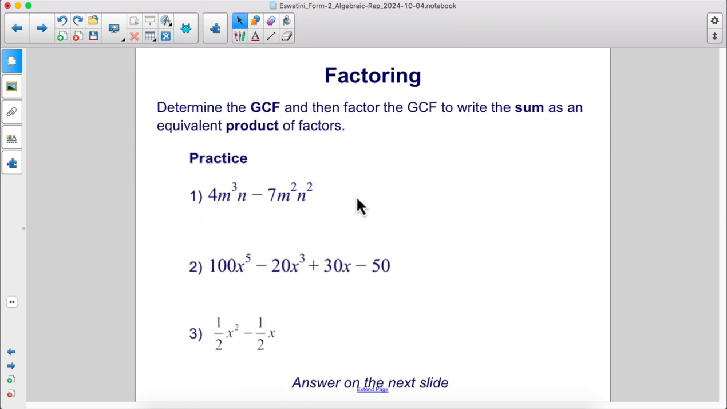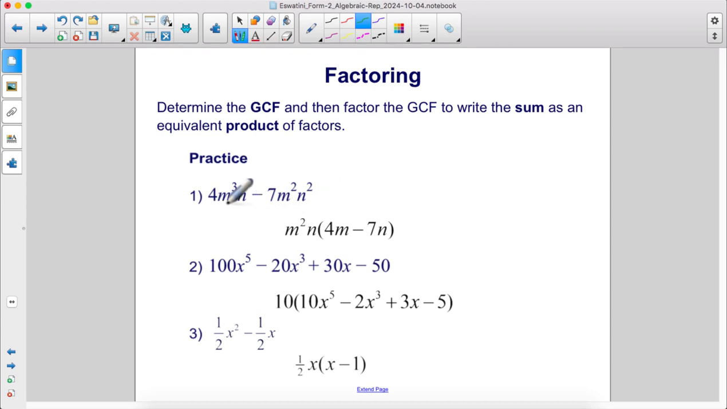Determine the greatest common factor and then factor out the greatest common factor to write the sum as an equivalent product of factors. All right, so in the first one, we have a greatest common factor of m squared n. And when you factor it out, what's left? Well, here, there's the 4, there's one more m, so really we just have that 4m. Then from this term, we have the -7 and just one more n. So we get m squared n times 4m minus 7n.